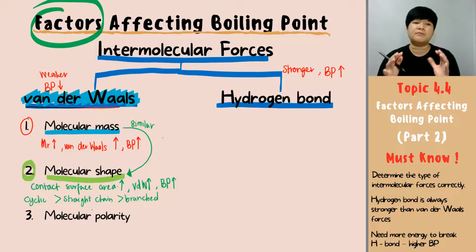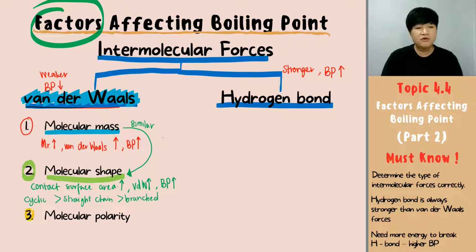Okay, so bear that in mind, in the molecular shape, we will focus on the contact surface area. The larger the contact surface area, the stronger the van der Waals forces. The stronger the van der Waals forces, the higher the boiling point will be. And we have three different conditions, which is your cyclic, your straight chain, and your branched. Your cyclic will always have the largest contact surface area. Make sense? And what happens when the molecular mass is similar and the molecular shape is also similar?